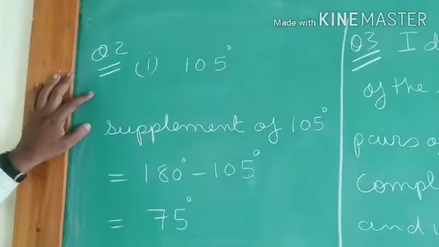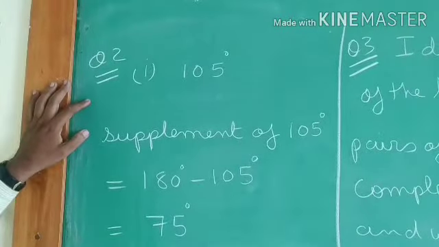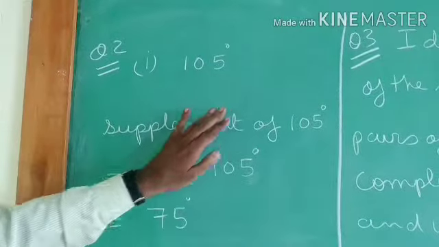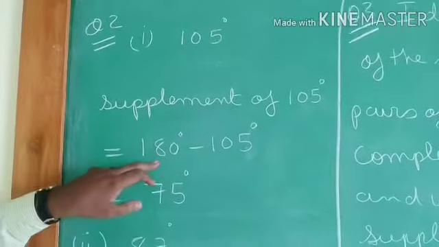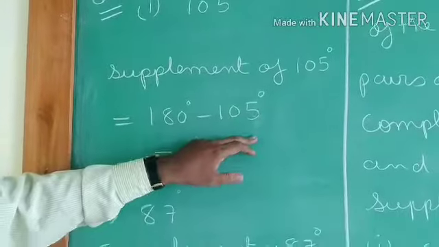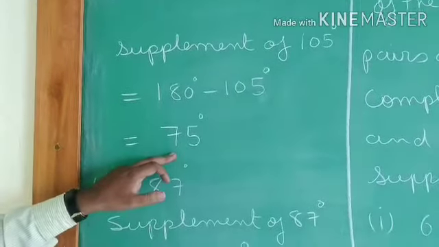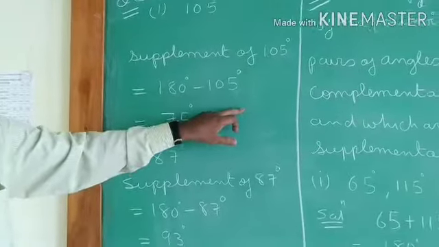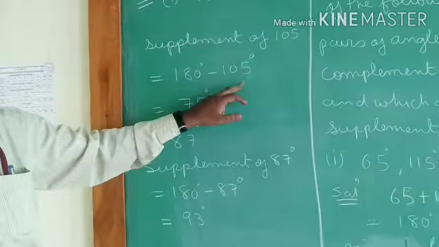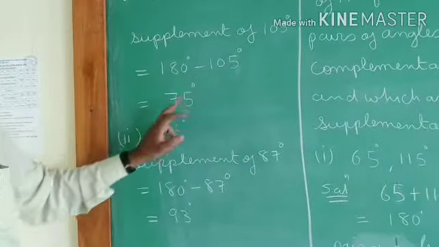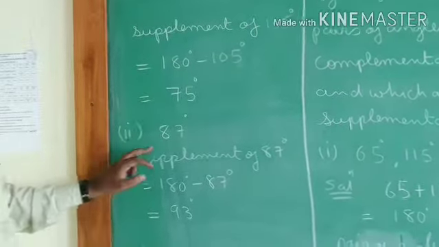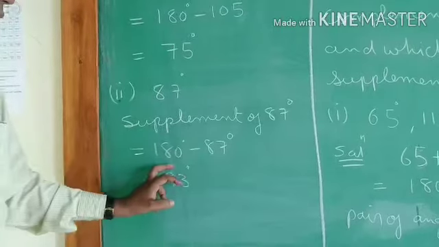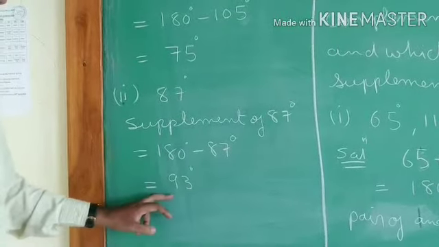Here you have to find supplement of the given angles. So you can see I have taken the angle here 105. So supplement of 105 is equal to 180 minus 105. The answer is 75. You can see 80 minus 5 is 75, 100 minus 100 becomes 0, so 180 minus 105 is 75. Now 87, so supplement of 87 degree, 180 minus 87 is equal to 93.